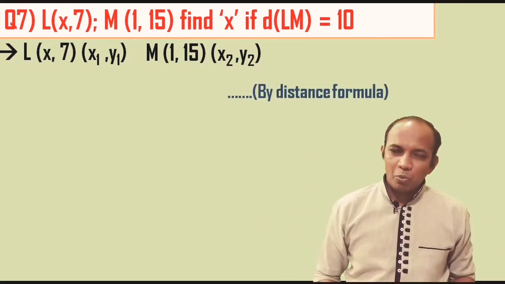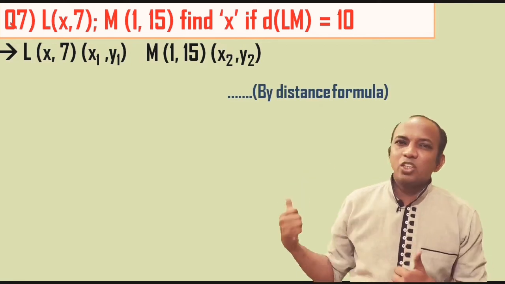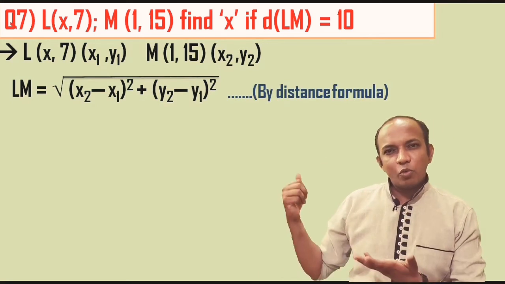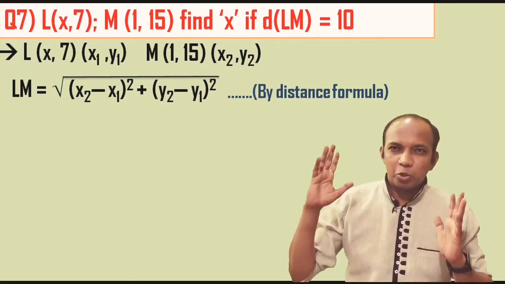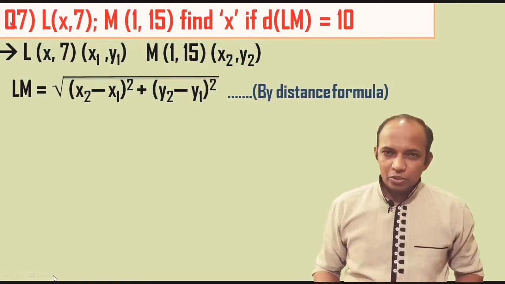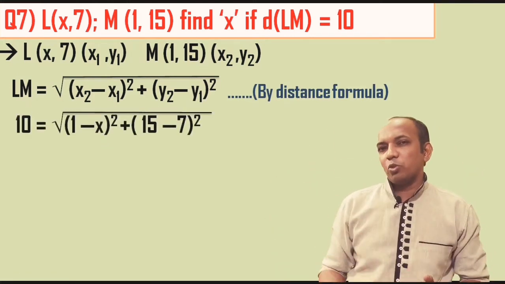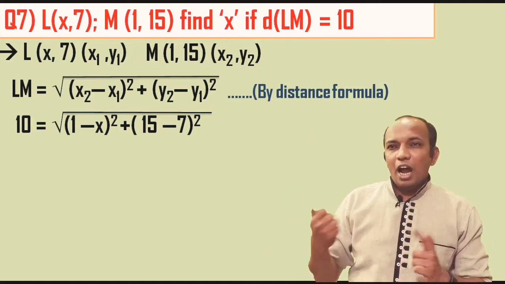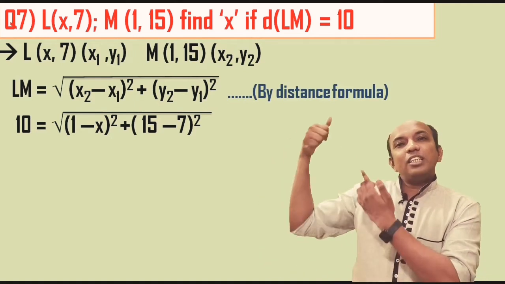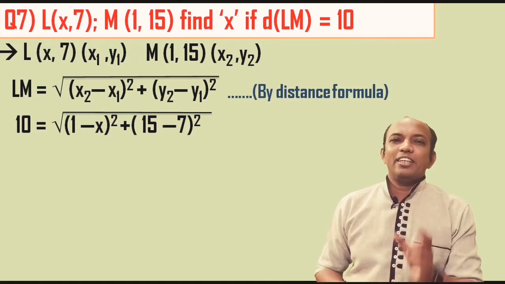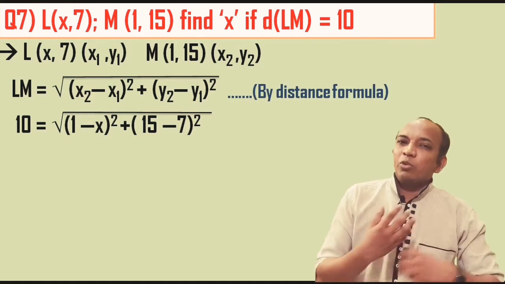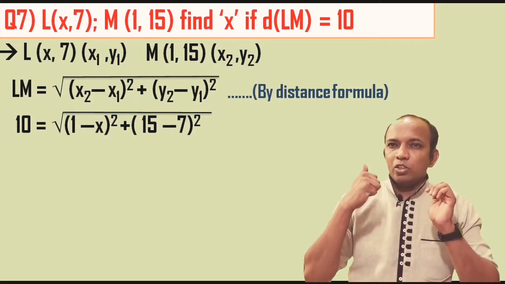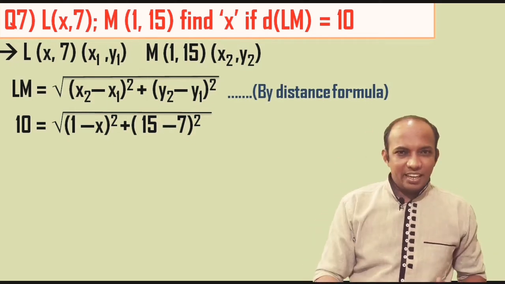Okay, so we begin with the distance formula itself. So distance LM is equal to, of course, under root x2 minus x1 plus y2 minus y1 and whole square both the time. Now substitute the values. The moment you put the values inside it, you will come to know LM equals to 10. So substitute it in proper place. After that, if you check the values inside the root, you will come to know first bracket, that is 1 minus x square, cannot be calculated further. Okay, but the second bracket 15 minus 7, we can carry out the subtraction, right? The moment you carry out the subtraction, you will get the answer 8, right?